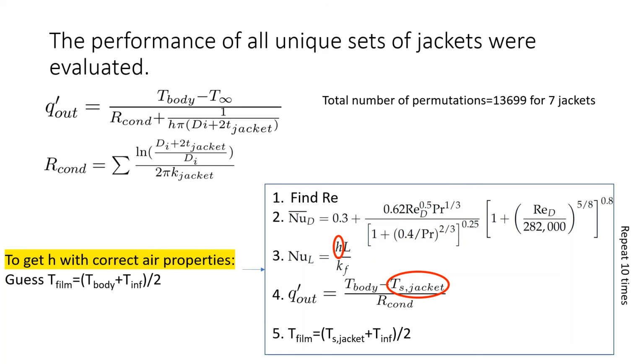We also needed to get the convective heat transfer coefficient H, and since we did not know the surface temperature of the outside of the jacket, we had to guess the film temperature. Using this guess, we went through the process of finding H for external convection and iterated 10 times to converge onto a solution. Using this H, we were able to calculate the heat transferred out of the jacket set.